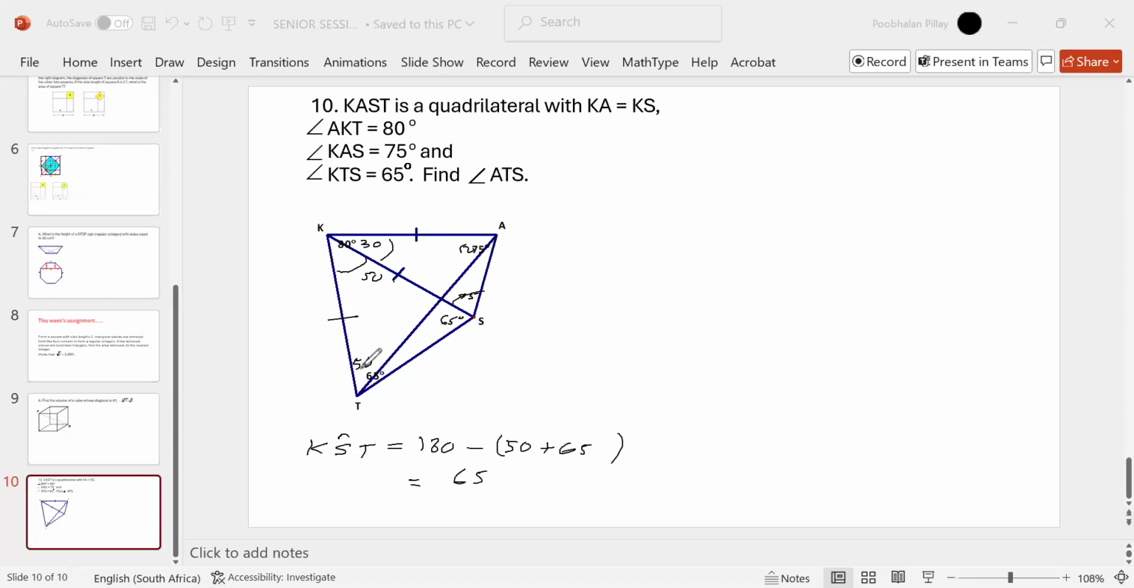But now, if you know that this is 50 and the whole angle is 65, then this angle here is what you're looking for. It has to be 15 degrees. This was the problem: to find angle ATS, you have to subtract 50 from 65, because these two angles add up to 65.